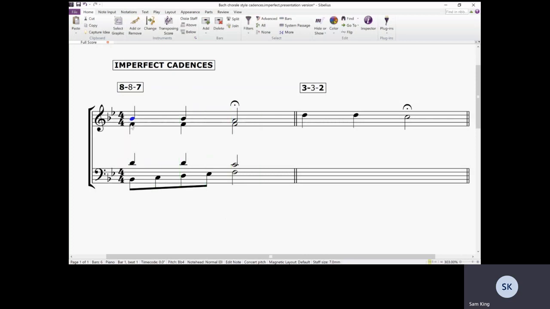And you notice as well that the alto simply repeats the F, binding the texture together with that repeated note that's in common between the tonic chord and the dominant chord.